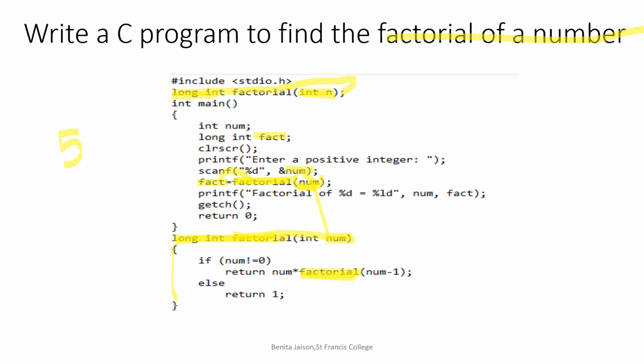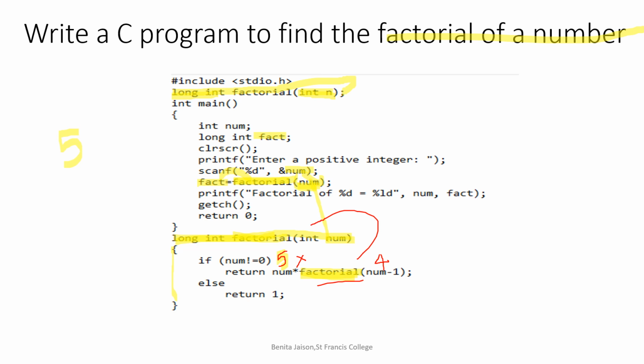Return number into, what is number? Number is 5, right? So we will be finding 5 into factorial of num minus 1, that is 5 minus 1 is 4. Again we are calling factorial of 4. So again the call comes over. It will not go to the else part. When it reaches the factorial, again it will go back to the function definition.